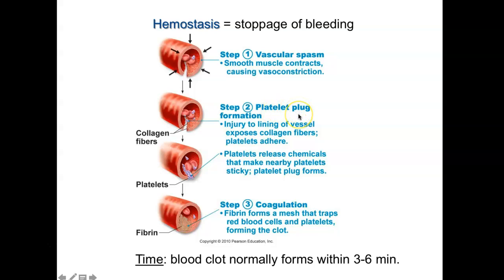The platelet plug forms, so the injury to the lining of the vessel exposes collagen fibers, and platelets adhere, kind of like glue. They release a chemical that makes nearby platelets sticky, and more platelets come in. So remember, we said this was a certain type of feedback. So more gets you more. So this is an example of positive feedback.